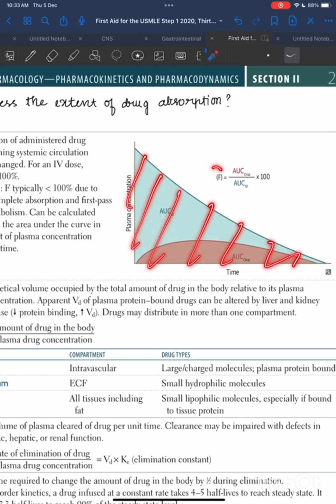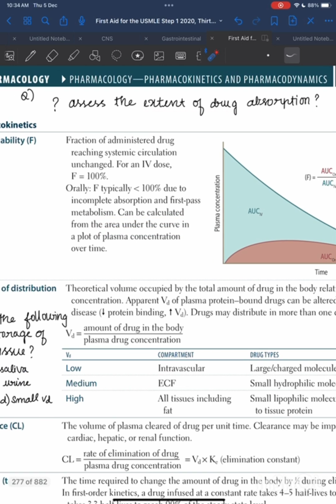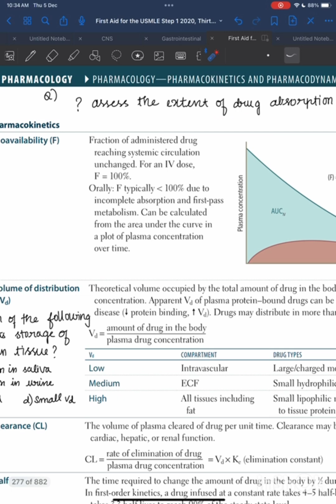Okay, so for calculating bioavailability, you can give the drug orally and you can give the drug by the IV route and you can calculate bioavailability. So this is a previous year question: by which we can assess the extent of drug absorption? The answer is area under the curve. By area under the curve, you can assess the extent of drug absorption. Okay, this is a previous year question.